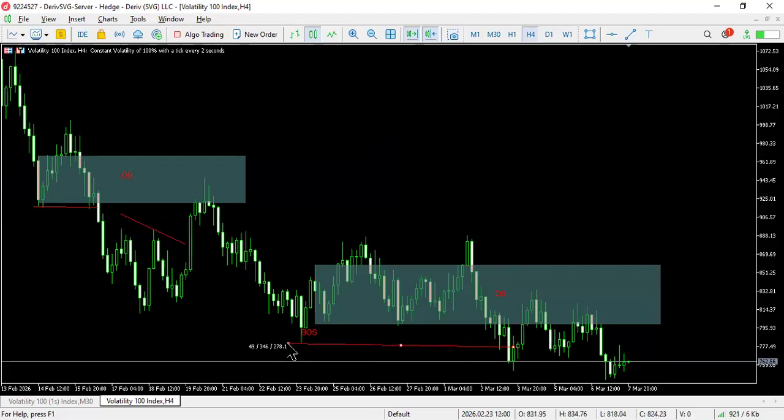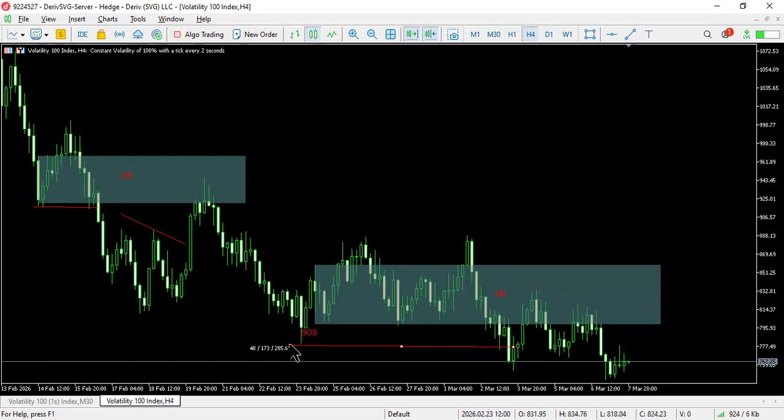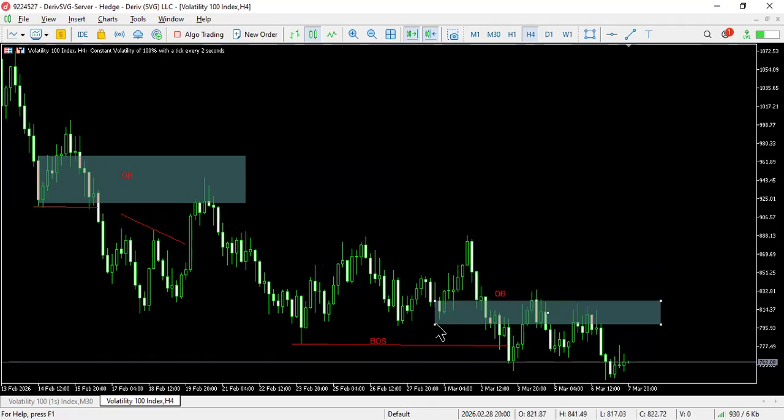We are going to work with this recent break of structure. So that is our break of structure, and then our order block. Our order block is right there from the 4 hours time frame, which looks like price has stepped in, and we are getting a push to the downside. So that's pretty much it.